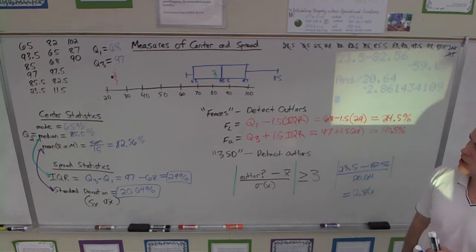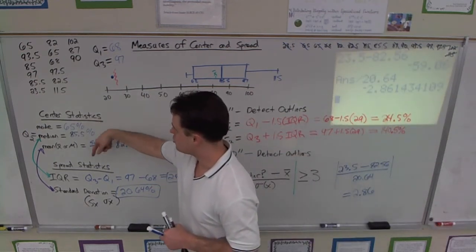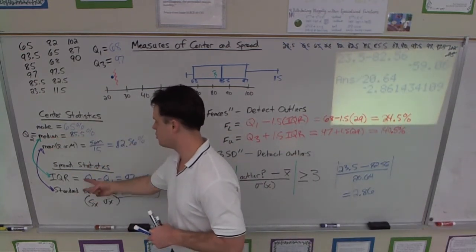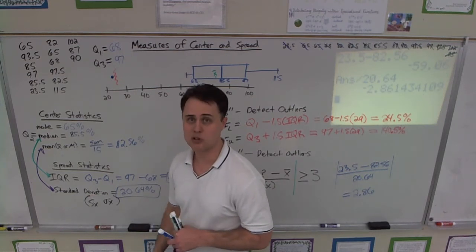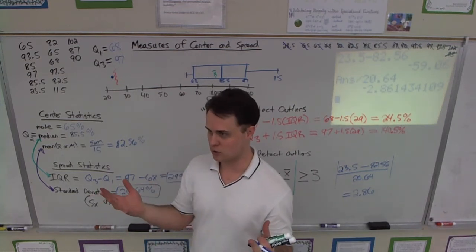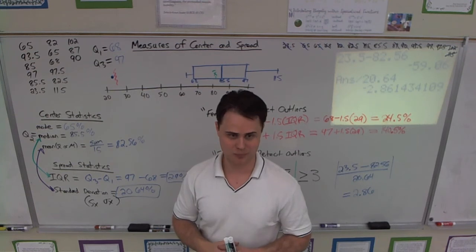2 different ways to detect outliers, 3 different ways to measure the center, those are the only ones that matter, and 2 different ways to measure the spread. So there's really a cut in this lesson. There's 2 different ways to do everything.